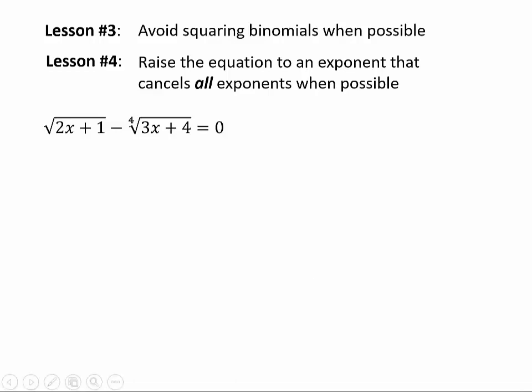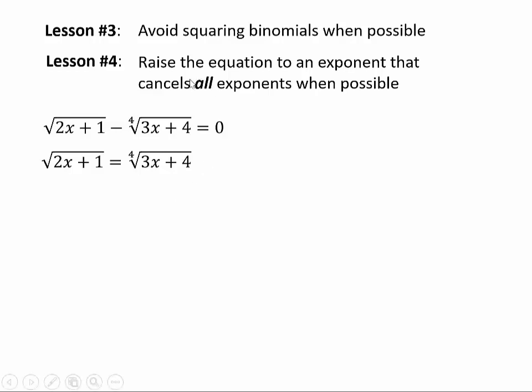Right, so it says avoid squaring binomials when possible. And we also like to isolate radicals. So why don't we move one of these radicals to the other side? Now I don't have a binomial, and each of those radicals has been isolated to a different side.